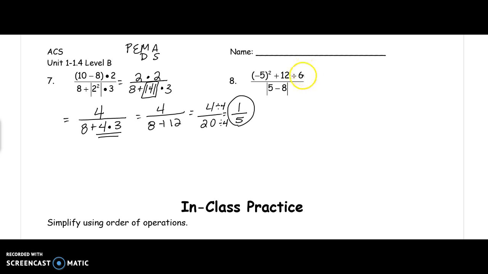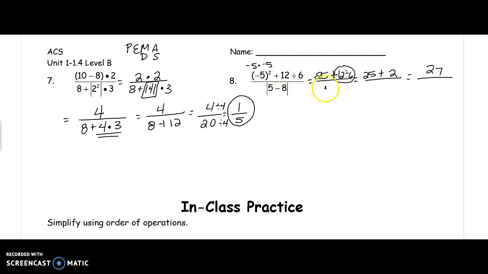Last but not least, number 8. Again, we have that fraction, so we're just going to simplify. Let's start with the top. These are parentheses, not absolute value. So what this means is we multiply -5 times -5. And -5 times -5 is positive 25. So we're going to say plus 12 divided by 6, and keep going. We have division, so 12 divided by 6 is 2, and then 25 plus 2 is 27.